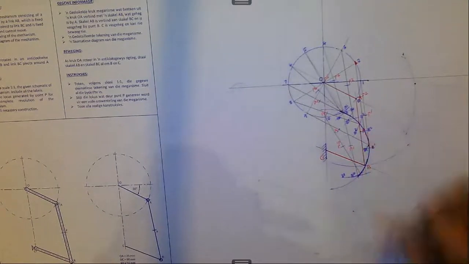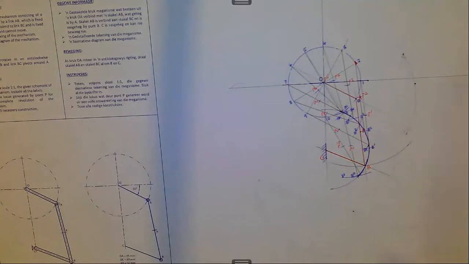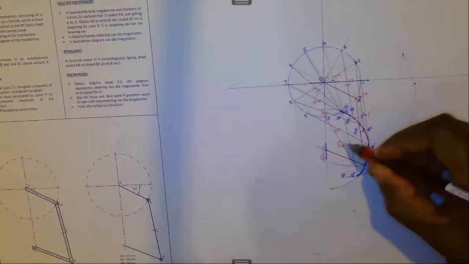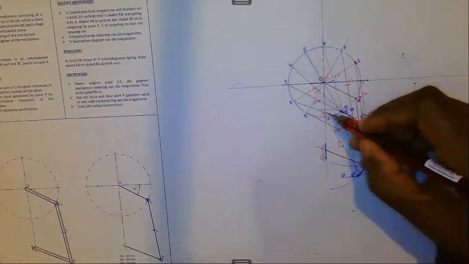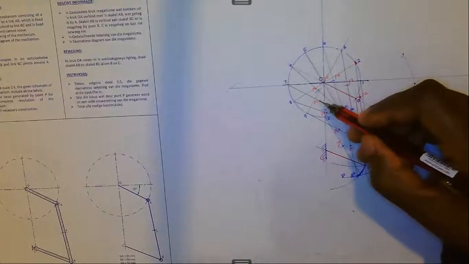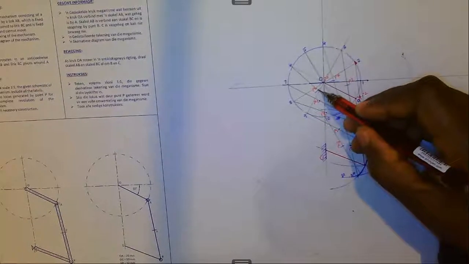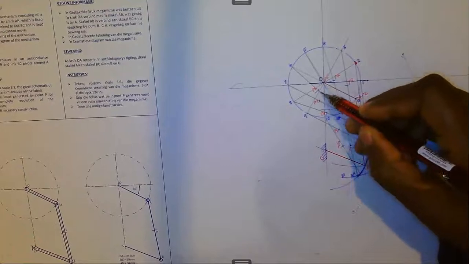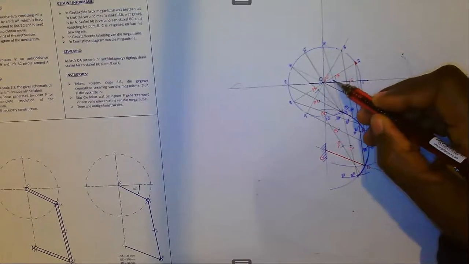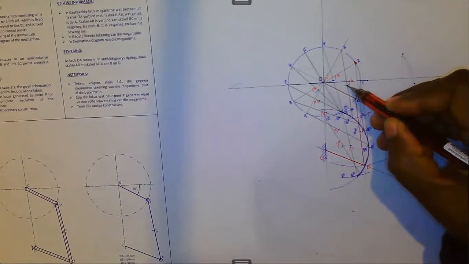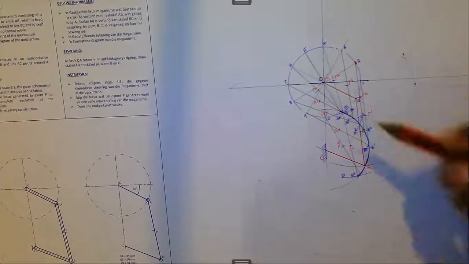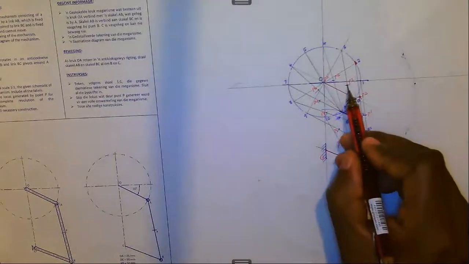Then going back to the starting position. Right, so we need to join this point. This is P11, P10, P9, P8, P7, right? Then 7, 6, 5, 4, 3, 2, 1, then point P. Right, let's connect.